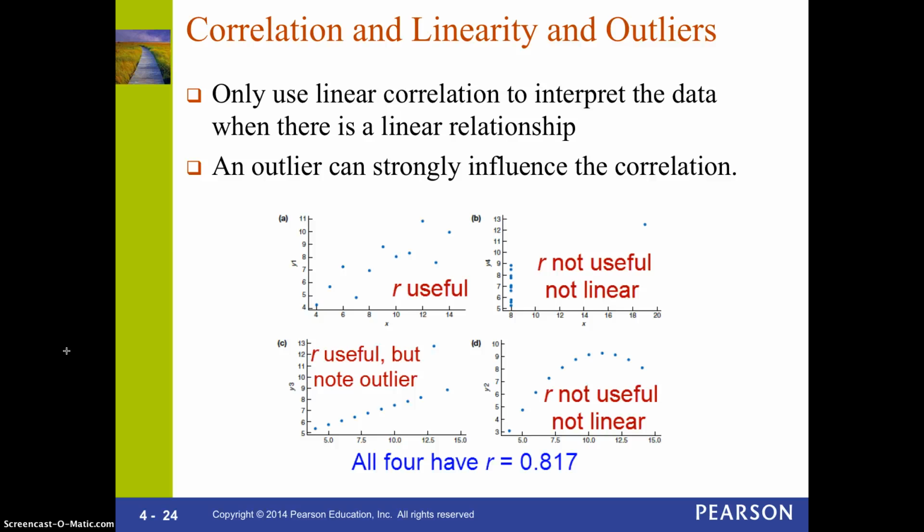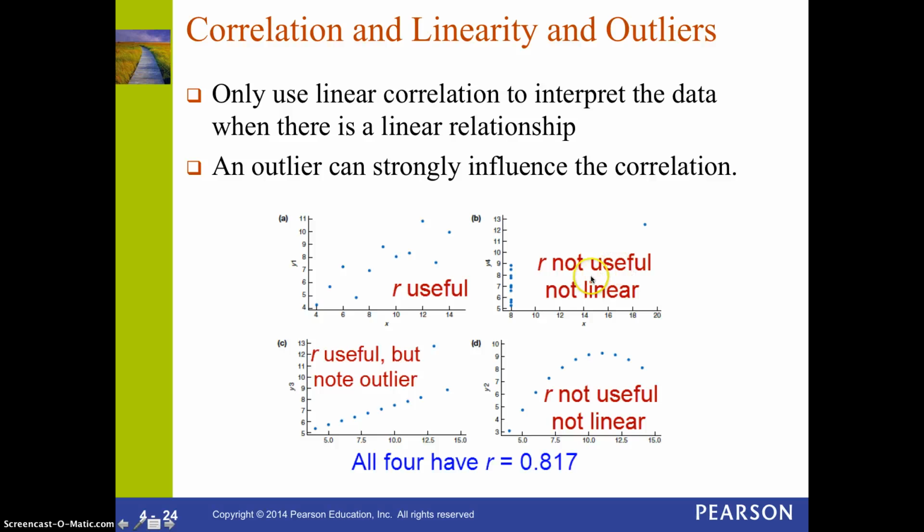Sometimes you might have a correlation, but you've got to actually still look at the scatter plot to tell whether or not it's useless. Okay, so we'll only use linear correlation to interpret the data when there's a linear relationship. And even if it is linear, sometimes R is still not useful. Okay, all four of these graphs, by the way, have a correlation of 0.817.